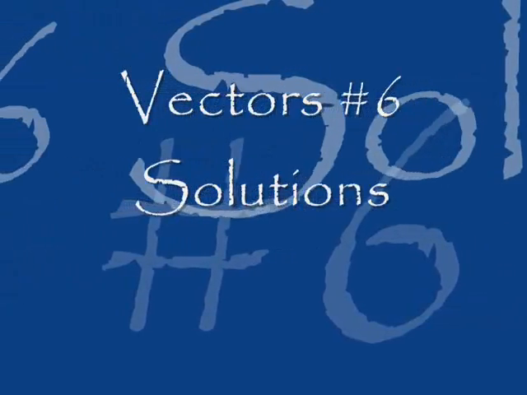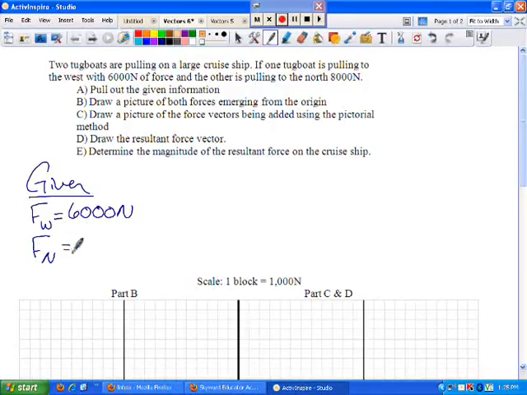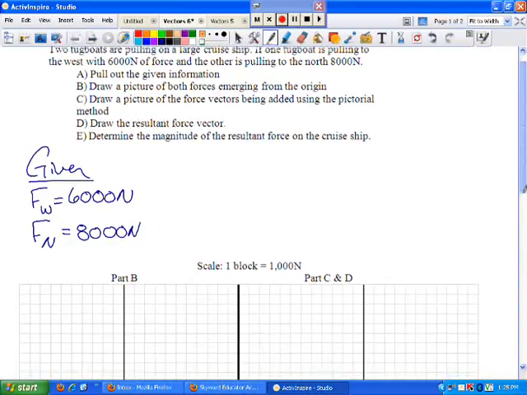This is the solution set for vectors number 6. The first step as we make our way through vectors number 6 is to pull out the given information. We know that by reading our problem we have a force pulling on our cruise ship going to the west of 6,000 newtons. We also have a force pulling to the north of 8,000 newtons.